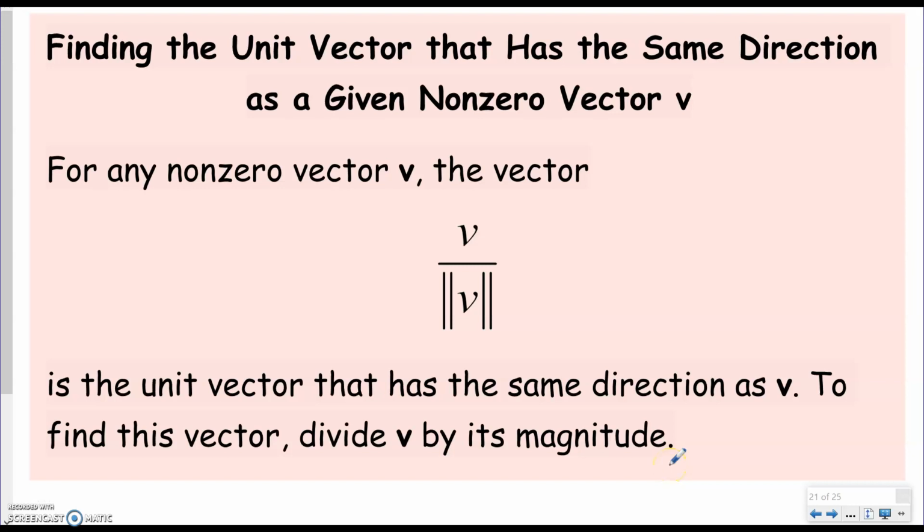Okay, we're gonna finish up our vector examples here. We have three more to do. The first one is finding a unit vector that has the same direction as a given vector. And to do that, we're gonna take the original vector and divide by the magnitude.